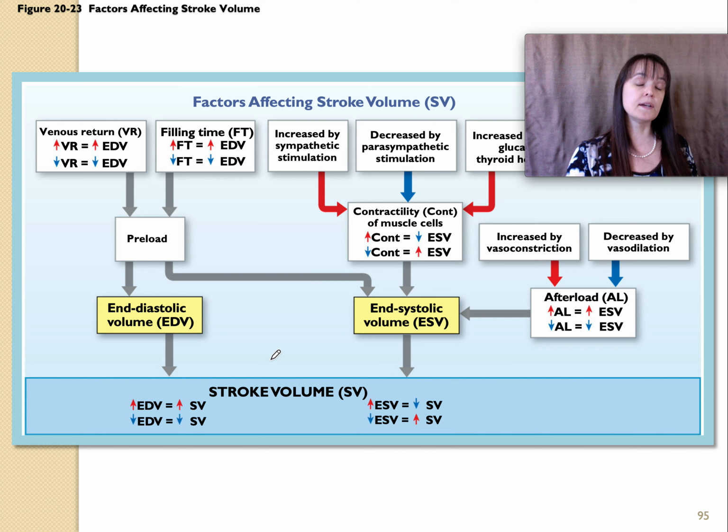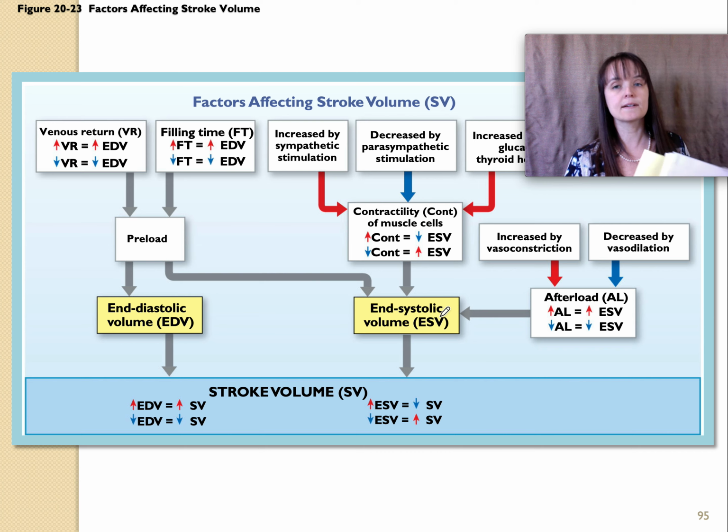Okay, so the penultimate bullet, the next to last bullet, is EDV, filling time and venous return, and ESV, which is changed by preload, contractility, and afterload. Preload, contractility, and afterload. Aha, found it. And the cardiac reserve is the difference between resting and maximum cardiac output. And this has been chapter 20.